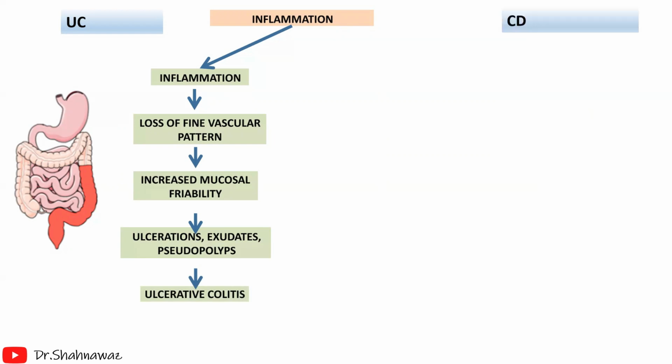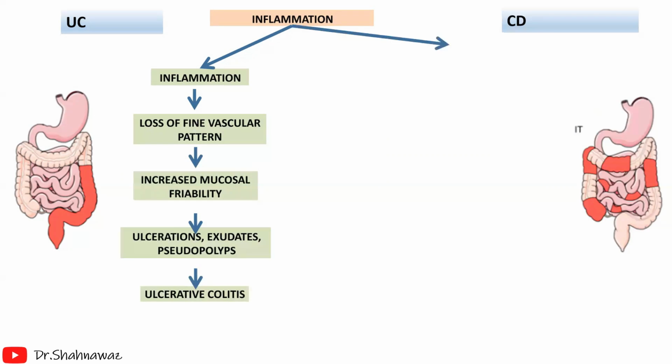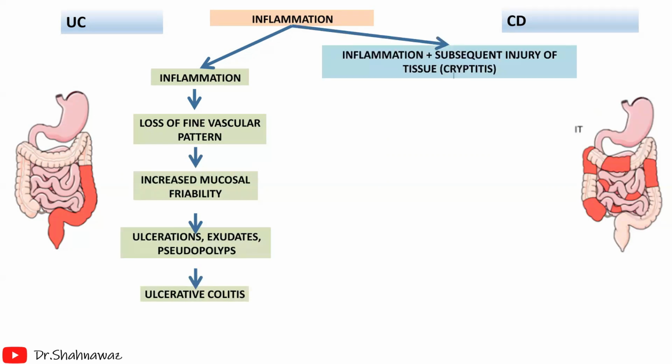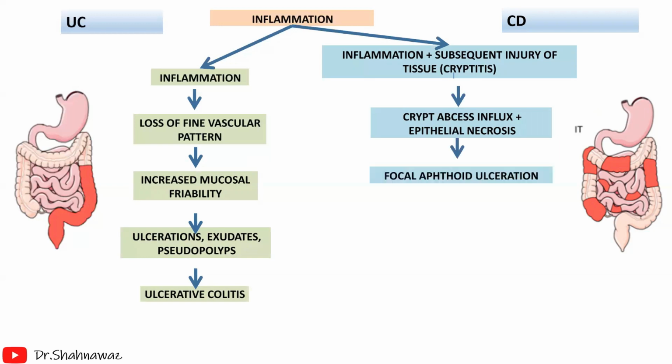And in Crohn disease, you see skip lesions, and there is inflammation, plus subsequent injury of tissues like cryptitis. That is the typical name we give to CD. And crypt abscess, influx plus epithelial necrosis may be present during the inflammation in CD, and there is focal epithelial ulceration of the mucosa, and we see that influx and proliferation of inflammatory mediators may be present in Crohn disease.